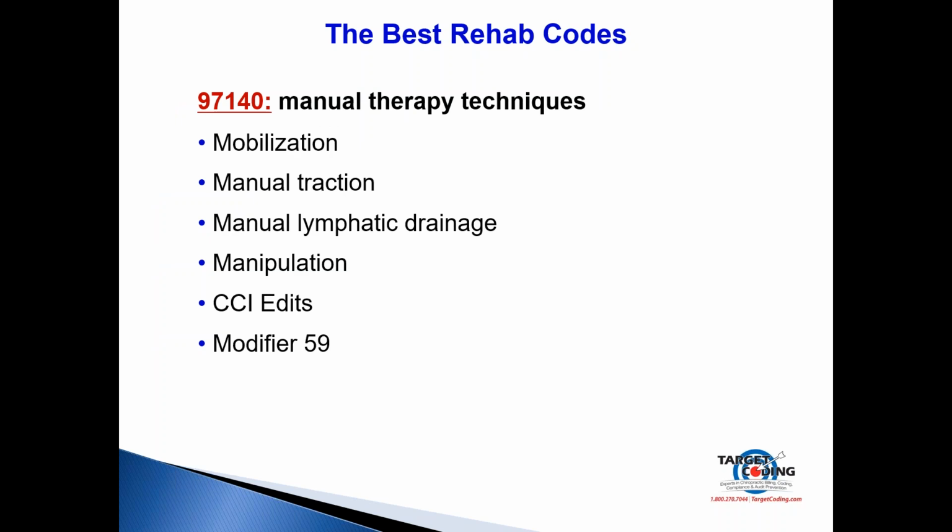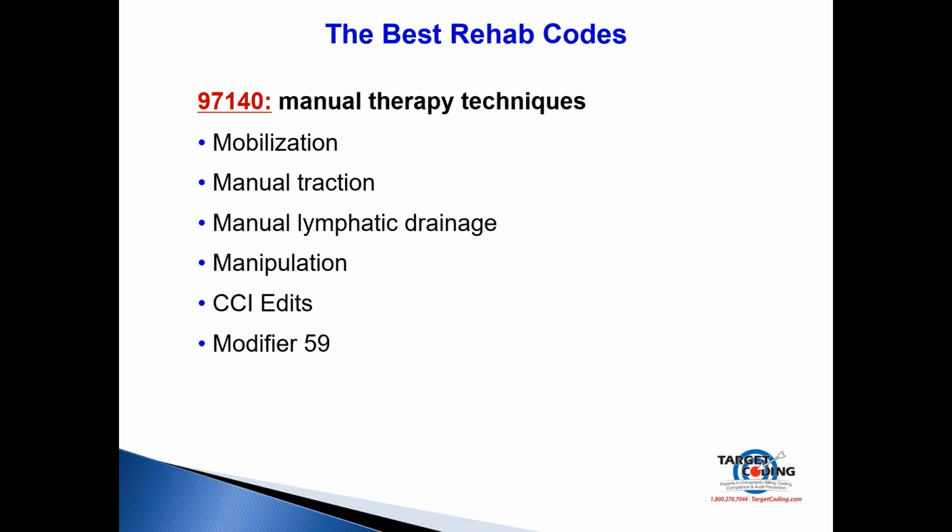Next, 97140 is manual therapy techniques. This is a combination of one or more of many things. You could do soft tissue mobilization. That counts as manual therapy techniques. Manual traction, manual lymphatic drainage. Even manipulation is on the list. What else is on the list? Myofascial release, acupressure, non-injectable trigger point therapy. Myofascial release is probably the main technique used when billing manual therapy techniques. Excellent code. Most insurance companies pay chiropractors and physical therapists for this service.